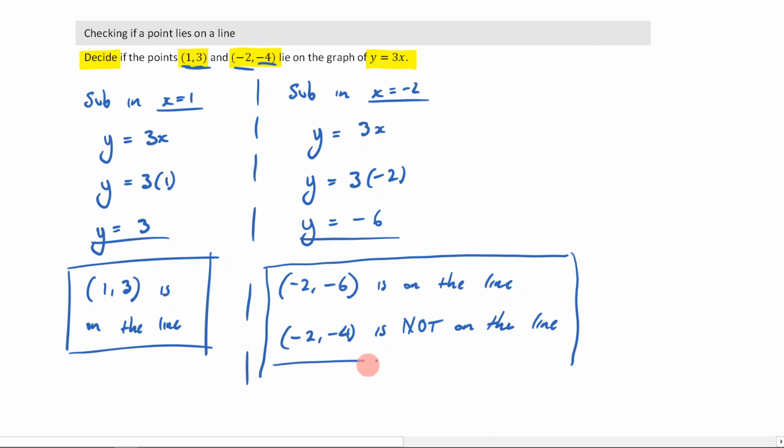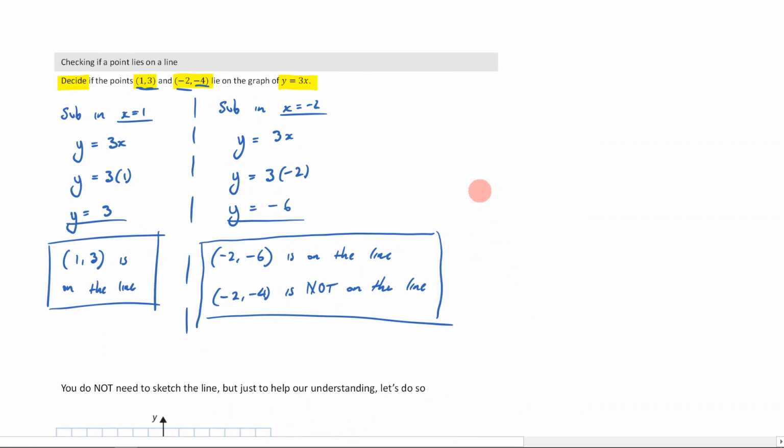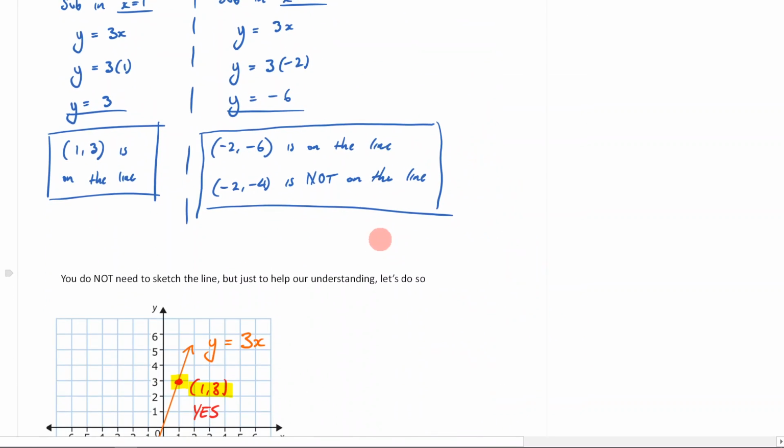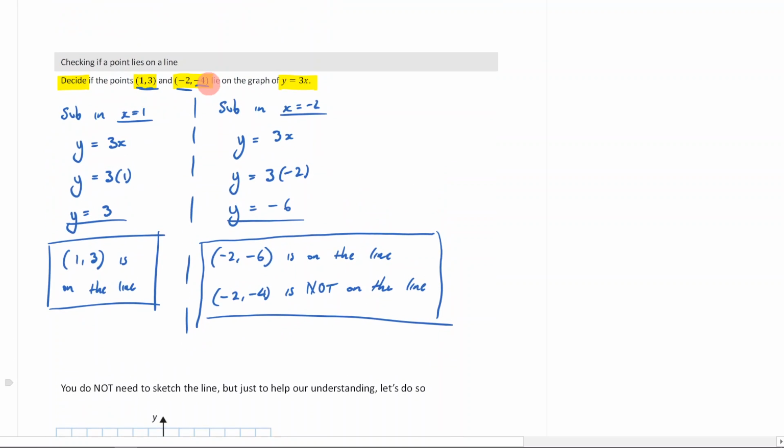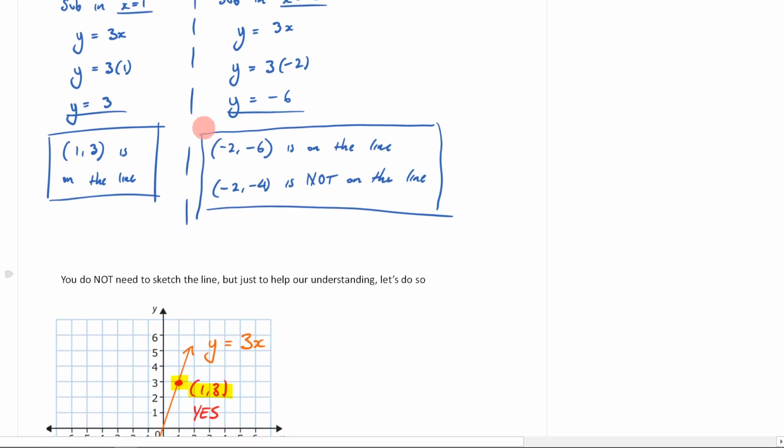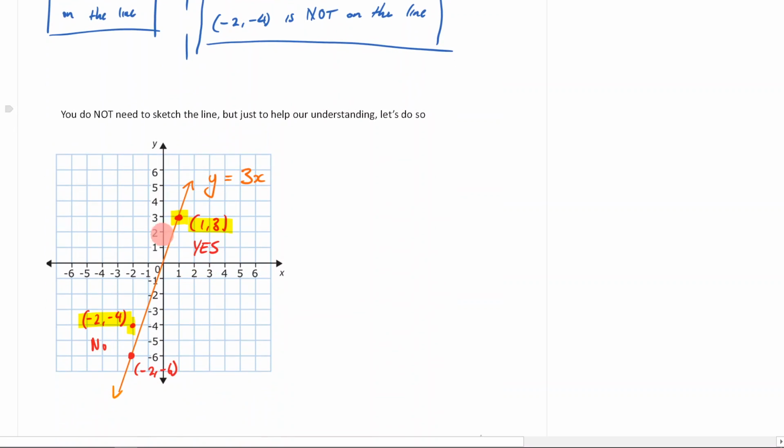So again, you don't have to graph this to be able to answer it. All you need to be able to do is sub it in and see if you get the relevant y value out. But this is actually what's happening here. When I'm doing this question in my mind, this is kind of what I'm thinking of.